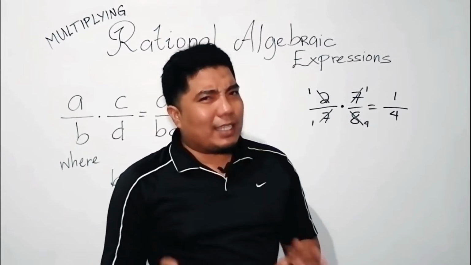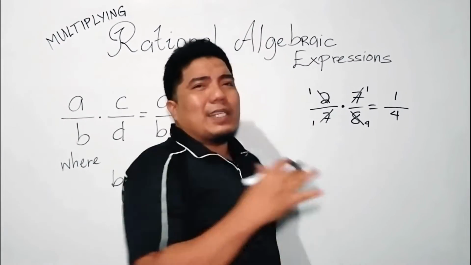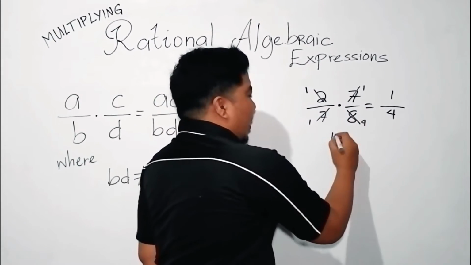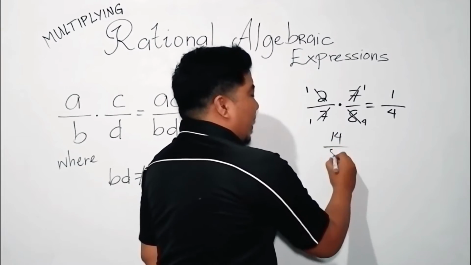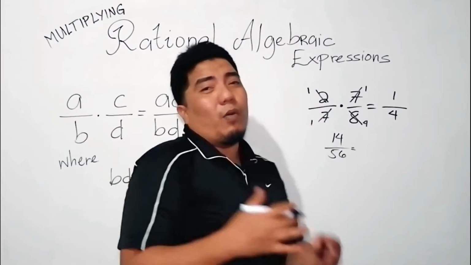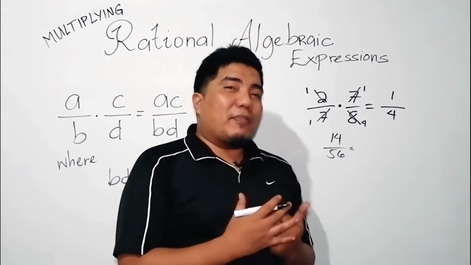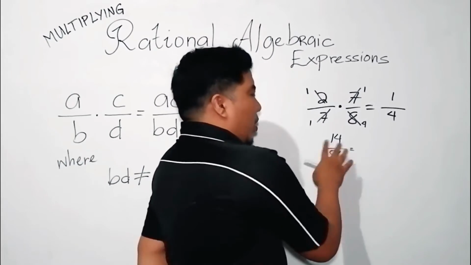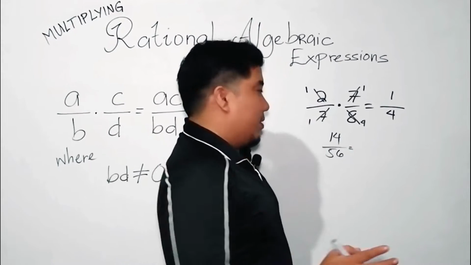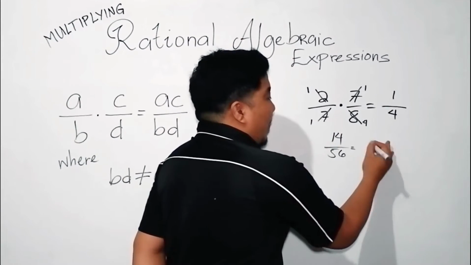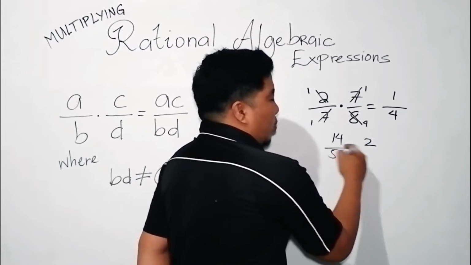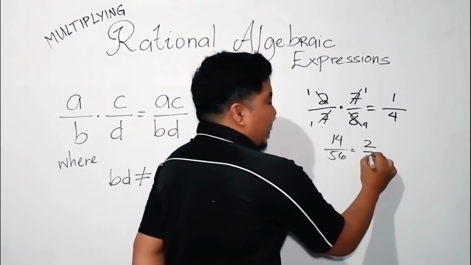Now, if you don't like this kind of method, you can just simply multiply them. 2 times 7, that is 14. 7 times 8, that is 56. However, 14 over 56 can still be simplified into its lowest terms. The common factor of these is 7, so you divide this one by 7, and you also divide this by 7.